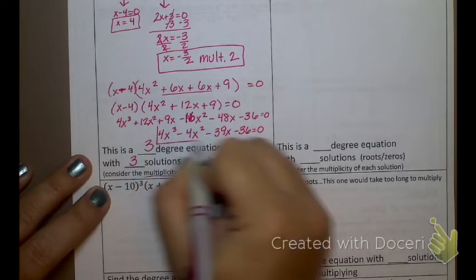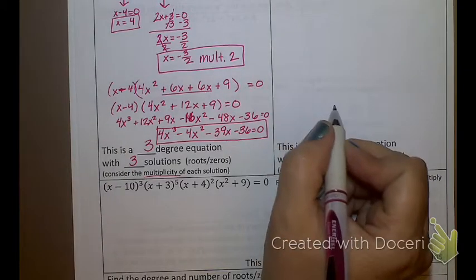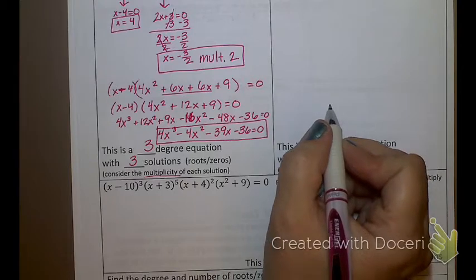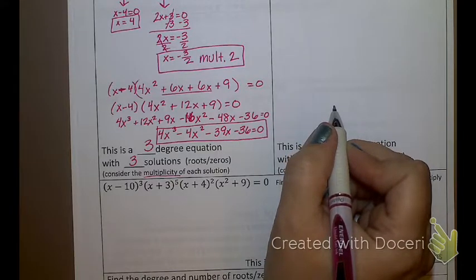All right, is that what you got? Multiplying those? 4x cubed minus 4x squared minus 39x minus 36 equals 0. Yeah. Okay. We good there?